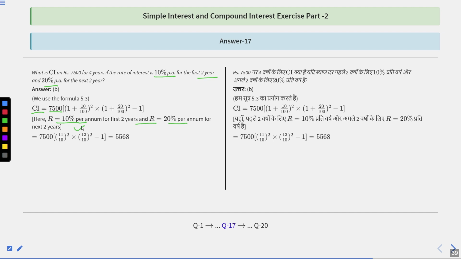Clear? The question says 10% per annum for the first 2 years and 20% per annum for the next 2 years. So for the first 2 years, it will become 1 plus 10 upon 100 whole square, and for the next 2 years, it will become 1 plus 20 upon 100 whole square. So when we calculate it, we get 7500 multiplying 11 by 10 whole square multiplying 12 by 10 whole square minus 1. When we calculate it, we get compound interest, which is 5568 rupees. So B is the correct answer.